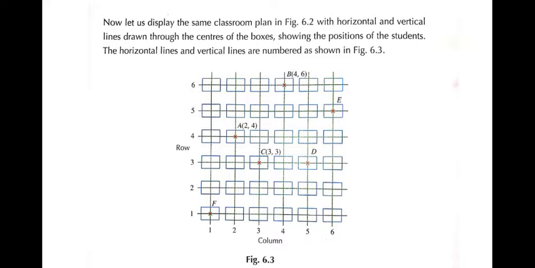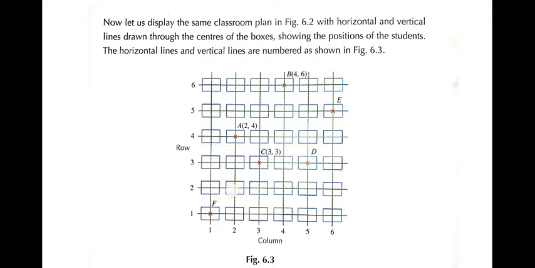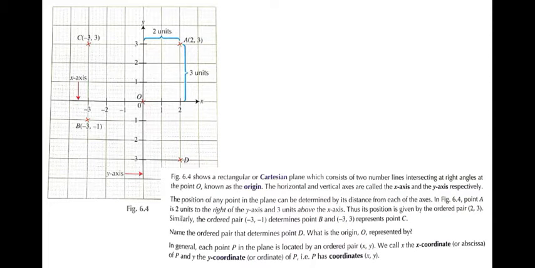Now let us display the same classroom plan in figure 6.2 with horizontal and vertical lines drawn through the centers of the boxes, showing the positions of the students. The horizontal lines and the vertical lines are numbered as shown. So from this they transform into these, which have those additional vertical and horizontal lines to help you locate the student and the coordinate more easily.